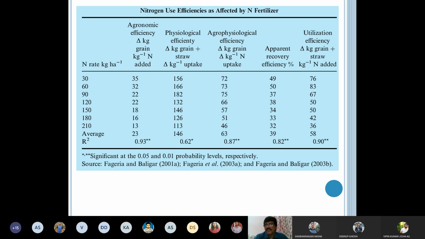Utilization efficiency is change in kg grain plus straw divided by nitrogen added. So again, it increases from 30. So in most of the cases, up to a certain level, the nutrient use efficiency may increase, and beyond that certain level they start decreasing. So this is the trend in all kinds of nutrient use efficiencies.